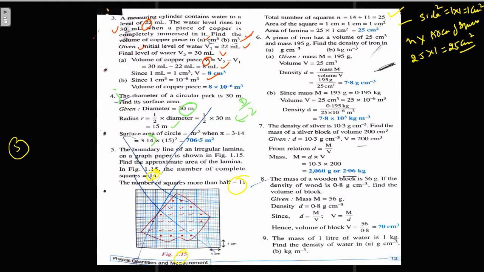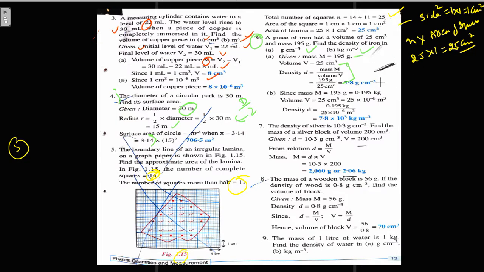Now students, we will move on to question number 6. A piece of iron has volume 25 centimeter cube and mass 195 gram. Find density of iron in gram per centimeter cube and kilogram per meter cube. Here mass is given 195 gram and volume is 25 centimeter cube, right? We know the formula of density, mass over volume. So this is 195 upon 25.